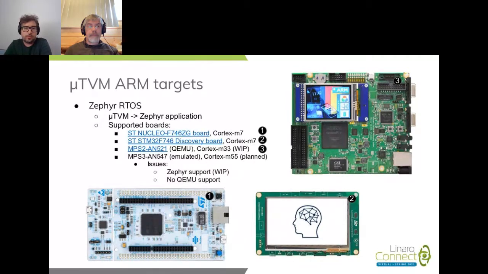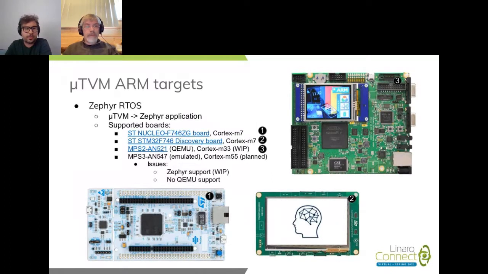And also we successfully ran µTVM on the Disco board, which has this very same MCU as the Nucleo board, but with some additional peripherals and the LCD. So the memory map, the memory layout, is a little bit different. And most recently, we were able to successfully run µTVM on the MPS2 AN521 board, which is picture number 3.